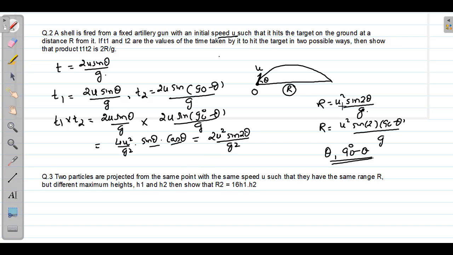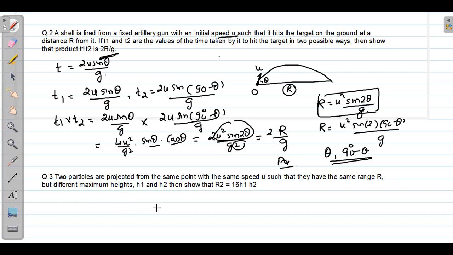And from the formula of the range, R equals u square sine 2 theta by g, we can write it as 2 into u square sine 2 theta, and one of the g is taken out. It will be 2R by g, the remaining is g. That is our desired value, and it is solved. This is the answer.